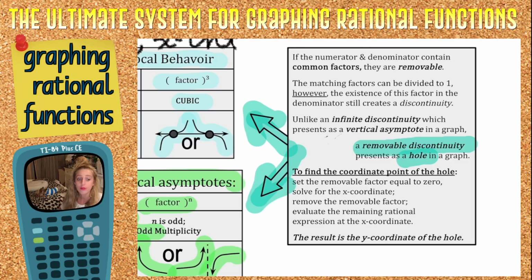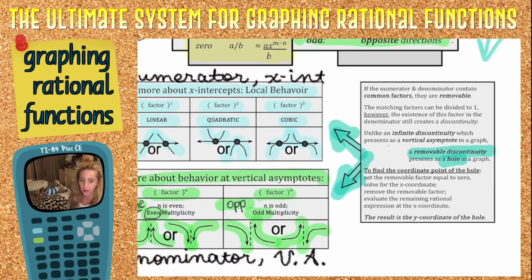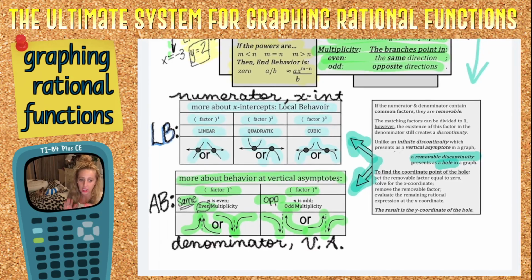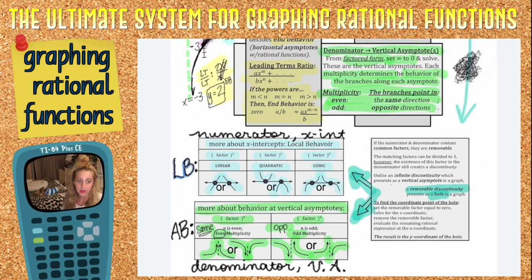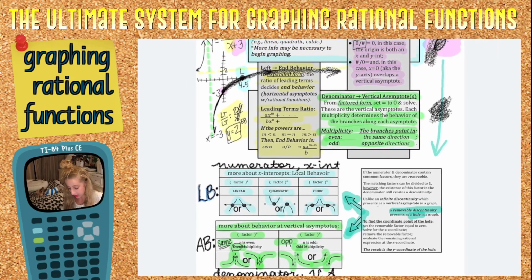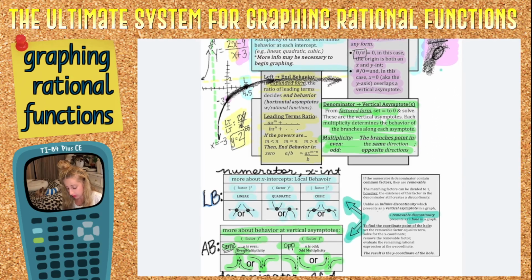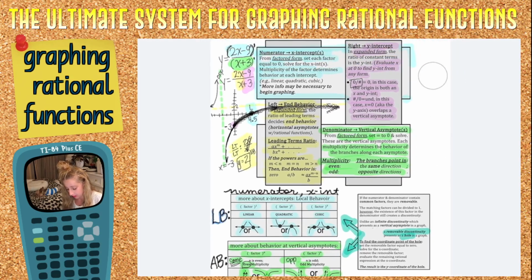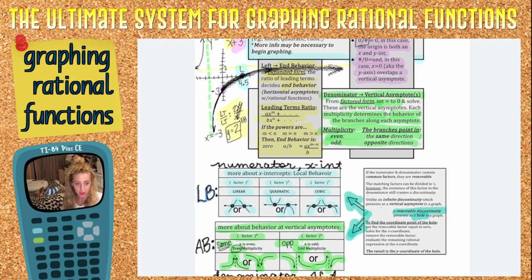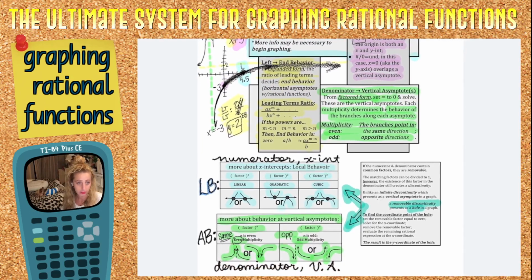Evaluate the remaining rational expression. So after you cross it out, plug in that x coordinate, and the result is the y coordinate of your hole. So you'll see that in these examples. Okay, I'm going to do examples in other videos, but this was your notes. This is what you need to know by yourself with your brain because you're smart. So make sure you know it. All right, and have it copied, memorized, whatever you need to do, because at some point you'll have an assessment on this. Promise.